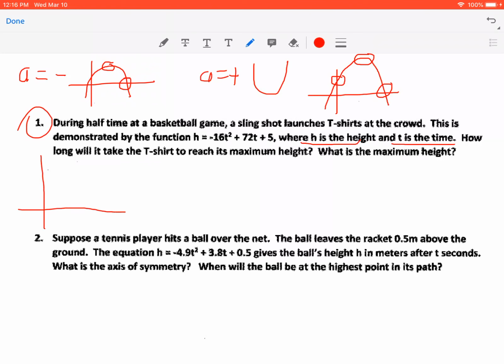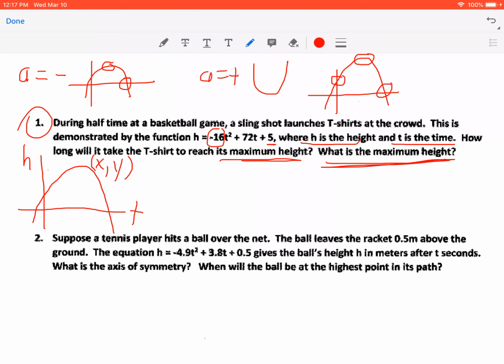you do not have x and y. Y is now h, which is height. X is now t, which is time, in seconds, okay? Since A is negative, I can clearly see that right here, and I see the y-intercept is 5, my graph is going to look something like this. Now the question says, how long will it take the t-shirt to reach its maximum height? That is the x-coordinate of the vertex. What is the maximum height? That is the y-coordinate of the vertex.